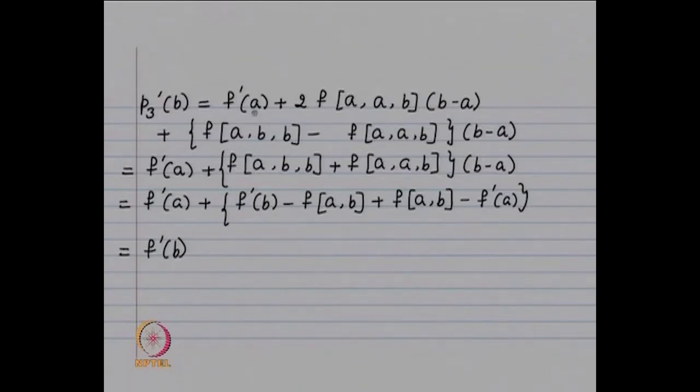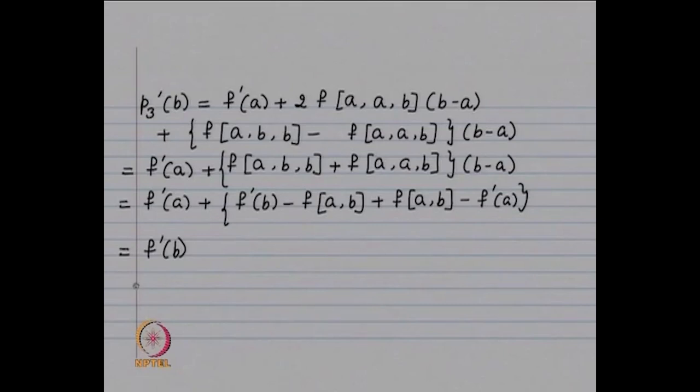Now, we simplify it. This will be f dash a. Then, here you have 2 times f[a, a, b] into (b minus a), and here it is minus, so that is going to be f[a, a, b] with plus sign, and then this plus f[a, b, b] into (b minus a). This will be nothing but f dash b minus f[a, b] divided by (b minus a). So, it will get cancelled here. Here it is f[a, b] minus f dash a. So, again (b minus a) gets cancelled, and then you have got f dash b.